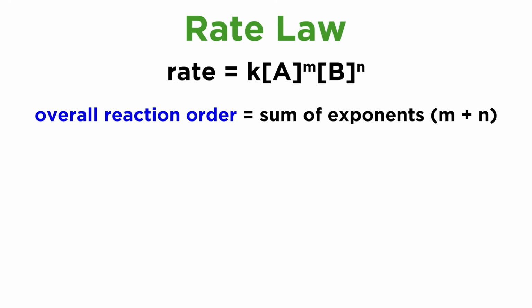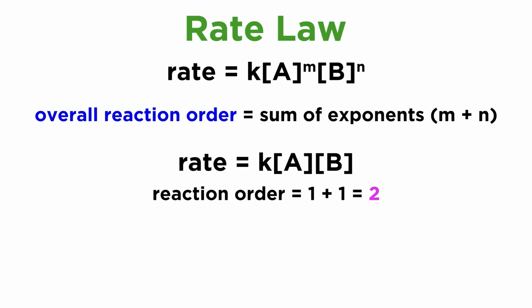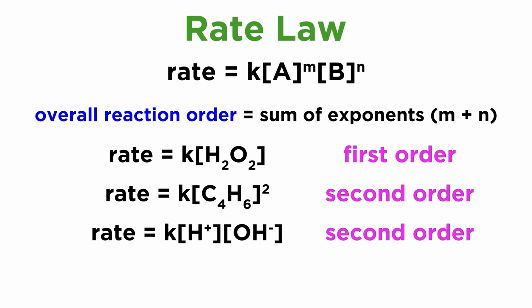The overall reaction order is simply the sum of the individual reaction orders. So if m and n are both 1, the overall reaction order is 2, since 1 plus 1 equals 2. Here are some examples of rate laws with the reaction orders listed.